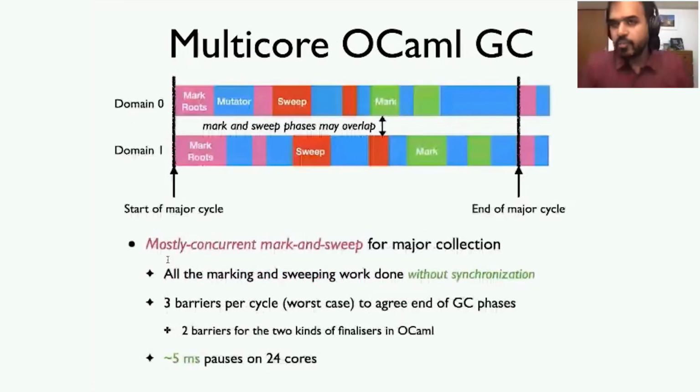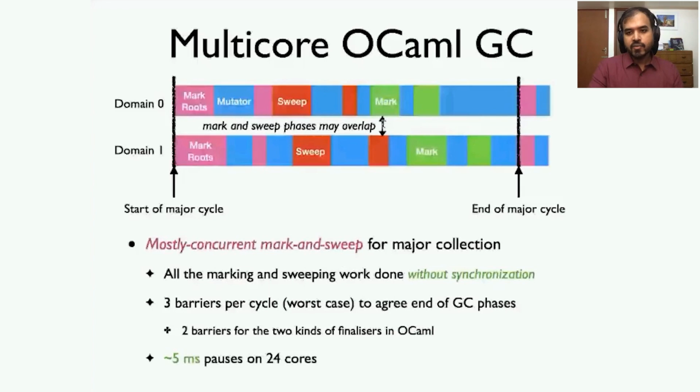So what about the major garbage collection, right? Our major heap is collected with the mostly concurrent mark and sweep garbage collector. And the schematic is given in this slide. And what you should observe is that each domain alternates between performing the garbage collector and running the mutator. And there are a few things that you can observe. Firstly, when one domain is running the mutator, another domain could be doing garbage collection, right? And you don't need any synchronization between that. And when one domain is doing marking, another domain could be doing sweeping. We also don't need any synchronization there.